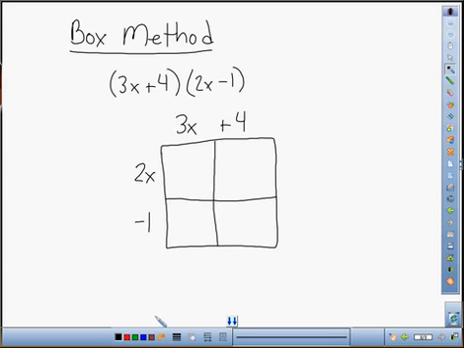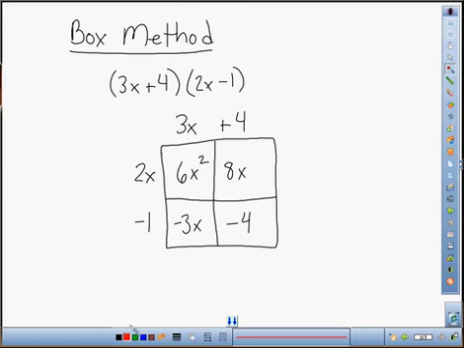All right? And what this does is it gives you a visual so that it is impossible to forget to multiply something. Because if you fill in every box, then you've multiplied everything. If there's an empty box, you forgot to multiply something. So this just forces you to not forget to multiply something. But you do the same things. 2 times 3 is 6. X times x is x squared. 2 times 4 is 8. X, and there is no other x, so it's just x. Negative 1 times 3 is negative 3. There is no other x. And negative 1 times 4 is negative 4.